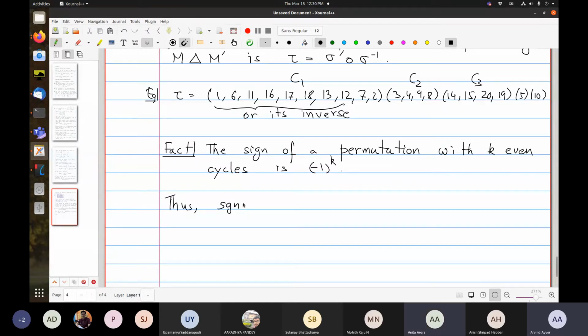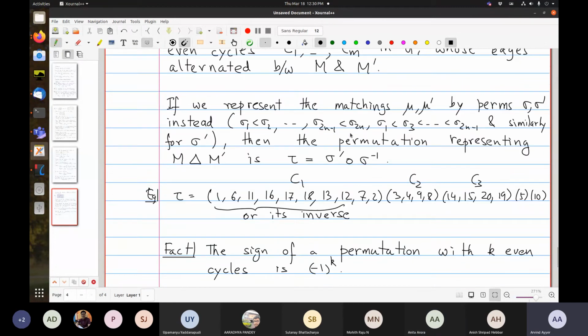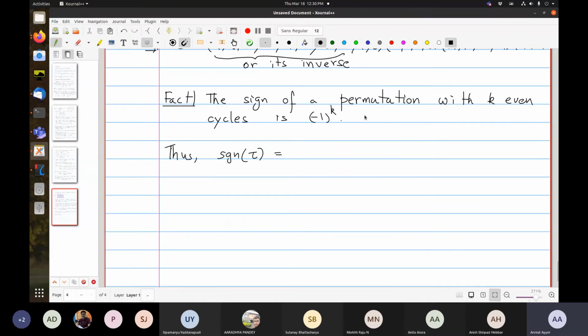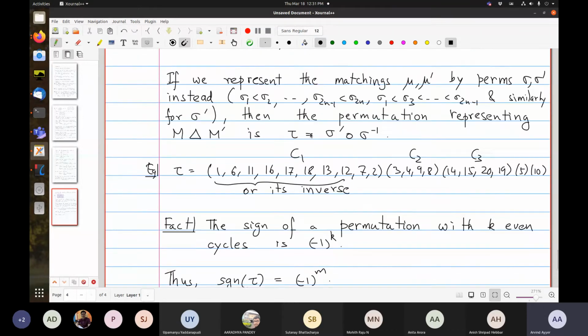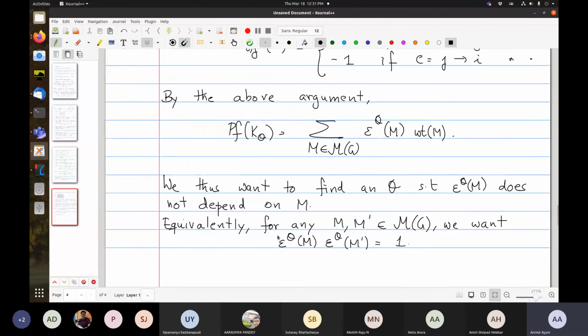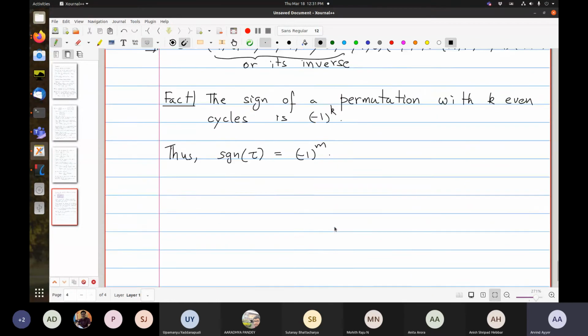Sir, it should be k even cycles, right? Yes, that's what I said. K even cycles. Yes. So thus, the sign of tau, in my notation where tau is C1 up to Cn, is (-1)^n. And this is precisely why I don't care whether it's one way or the other. Okay, so coming back to epsilon O of M times epsilon O of M prime.